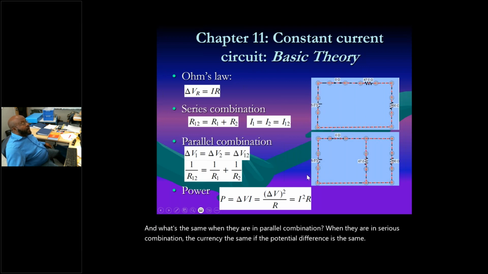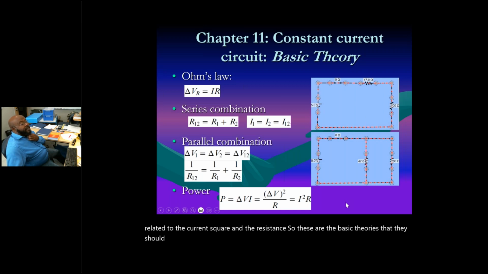And also, how do we calculate the power supplied by the battery? We need to know the potential difference across the battery and the source current. Or how to find the power lost in a resistor, whether it's in series or in parallel. That is related to the current squared and the resistance. So these are the basic theories that they should know before they start the real or virtual lab.